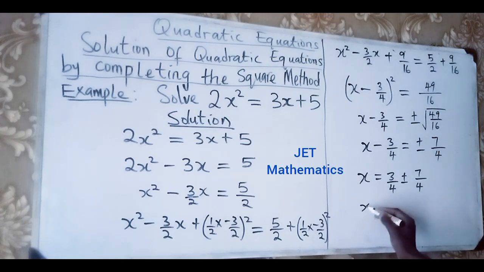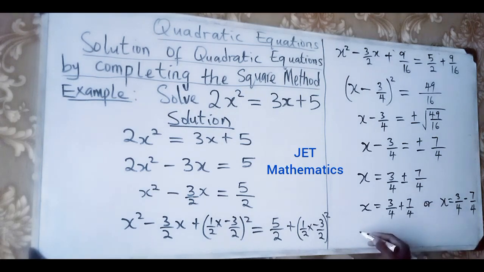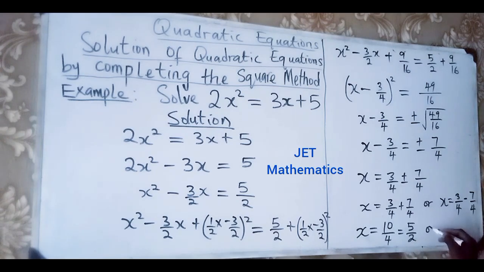So we can simplify this by separating the plus or minus, and we'll say this is x equals 3/4 plus 7/4, or x equals 3/4 minus 7/4. So we can put down our final answer. When you solve this, I'm going to get x equals 3 plus 7 is 10/4, and that equals 5/2 when you reduce to lowest terms. Or 3 minus 7, x equals minus 4/4, and that equals minus 1.